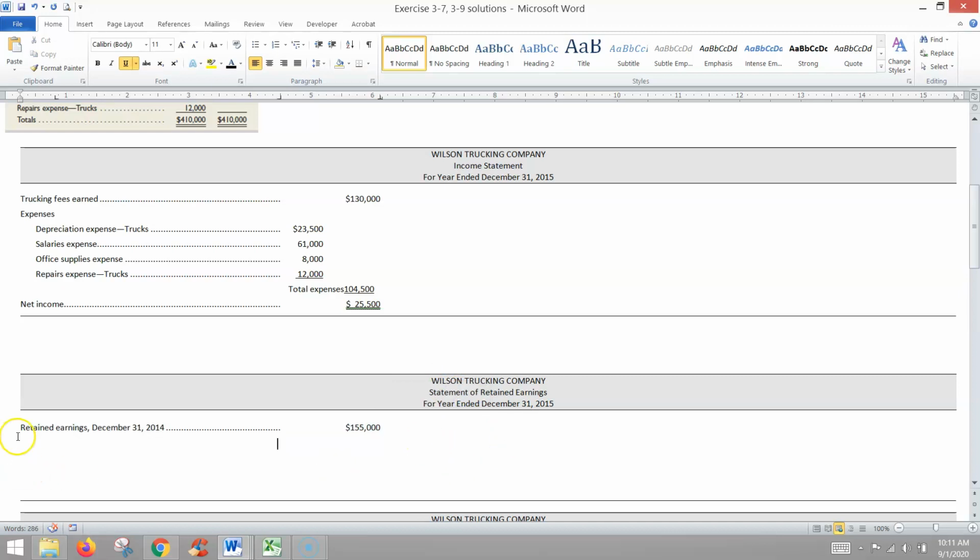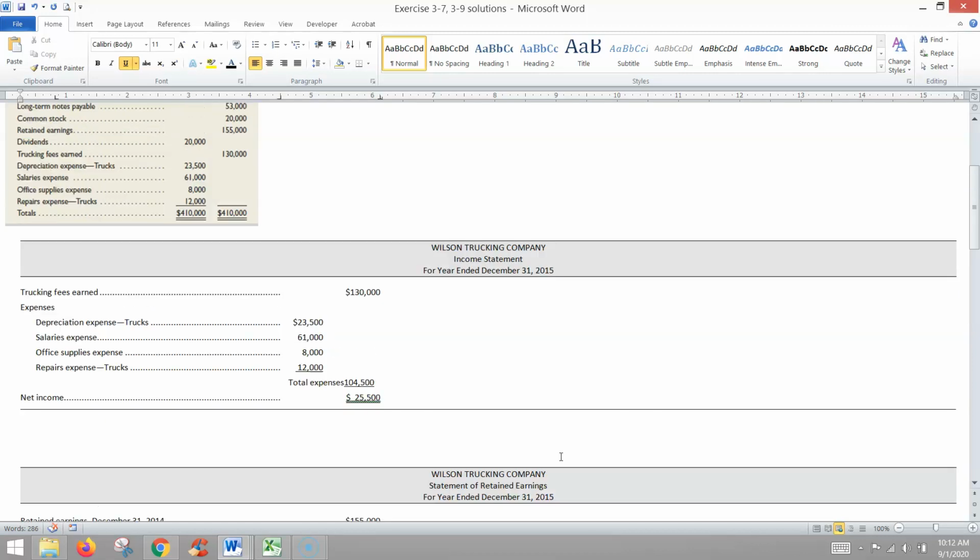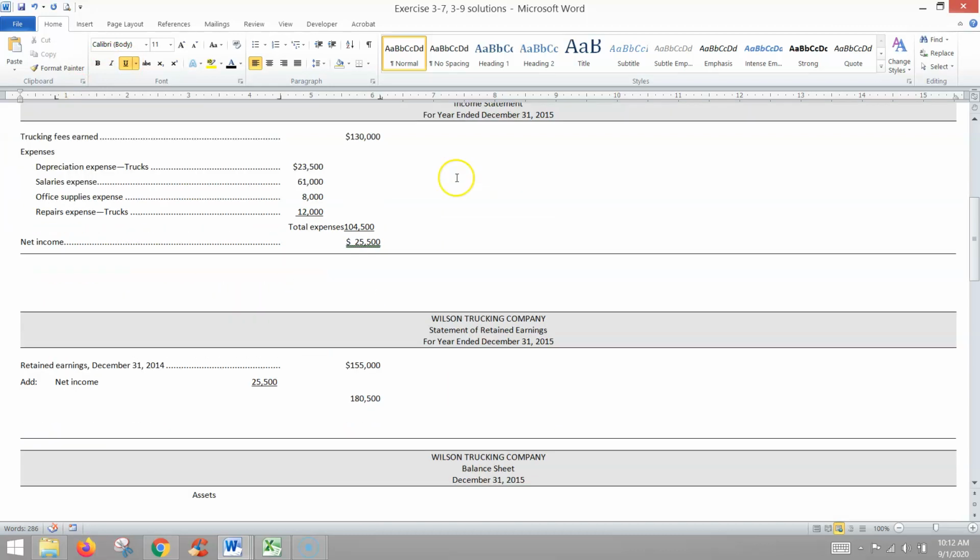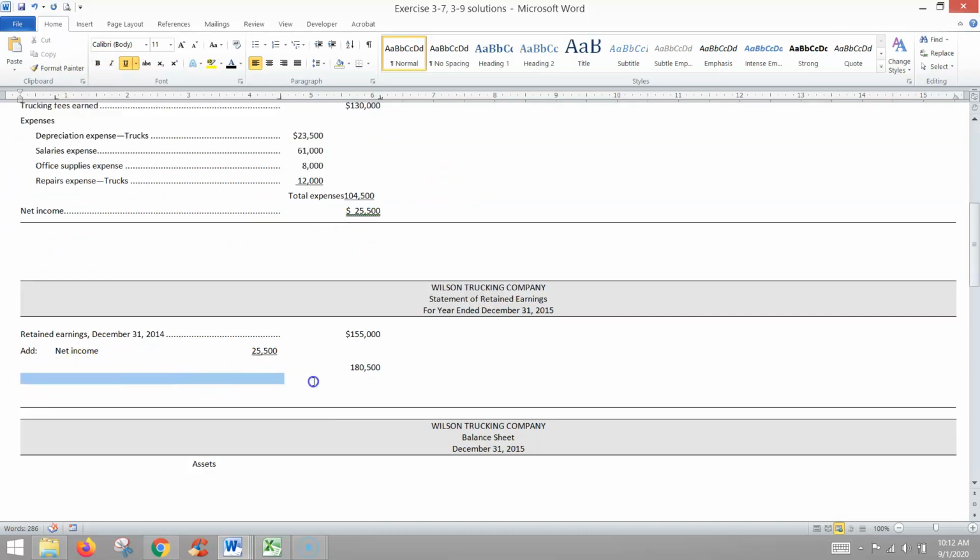Next, we're going to add our net income. We get this from above from the income statement. And we end up with $180,500. Next, we're going to subtract our dividends. Again, those are going to be found from the trial balance. Here we have dividends of $20,000. And we end up with ending retained earnings for the year of $160,500.